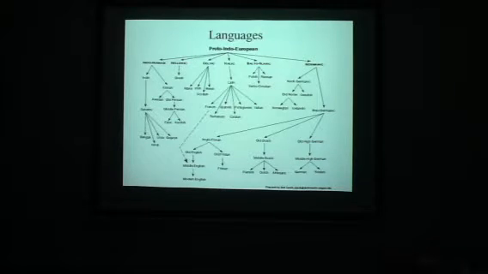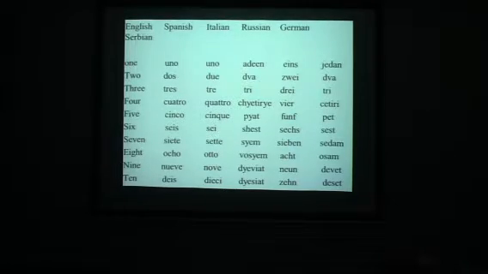In the middle, you see the Italic languages, which are related to Latin. And from Latin, we have all these different languages: French, Romanian, Spanish, Catalan, Portuguese, and Italian. Here's an example of, oh boy, that didn't come out right. The top right over there should be Serbian. But as you can see, the Serbian one is jedan. In German, it's eins. In English, it's one.